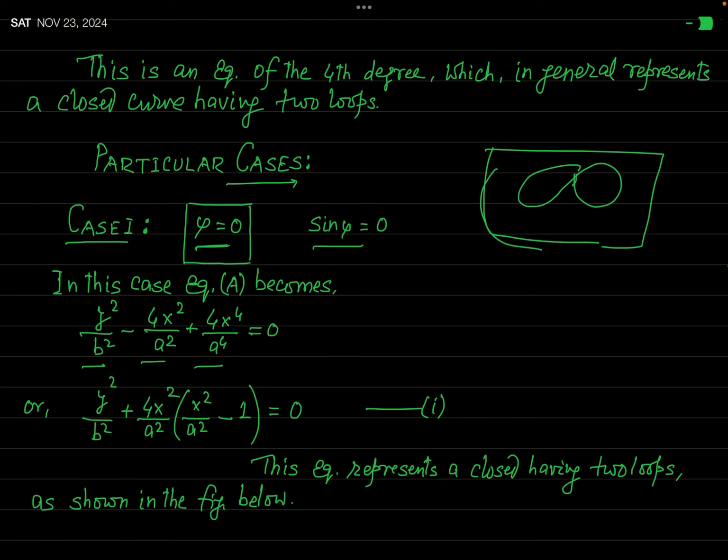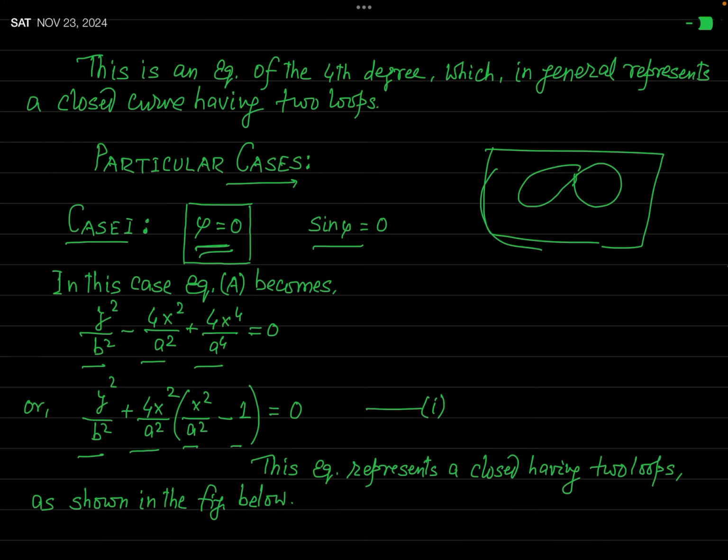Okay. We can simplify this equation a little bit. The first term is as it is, y square over b square. And in the last two terms, let us take this 4x square over a square as a common factor. Then the remaining terms will be x square over a square minus 1 and that is equal to 0. So this is the equation of path or equation of trajectory when phi is equal to 0.